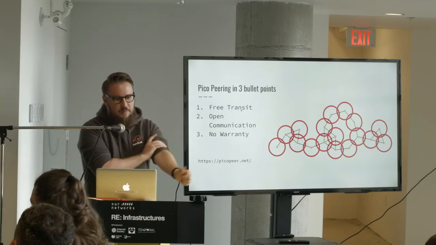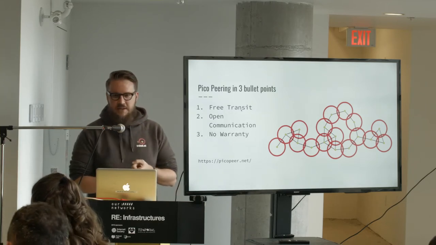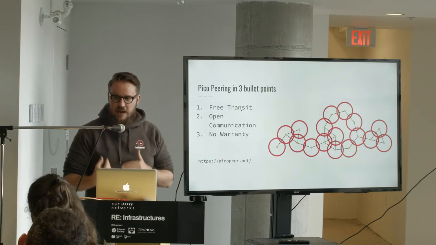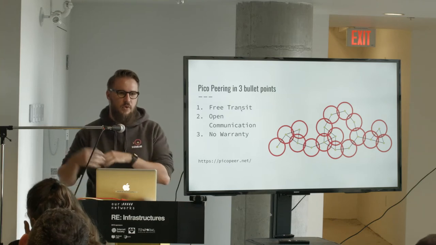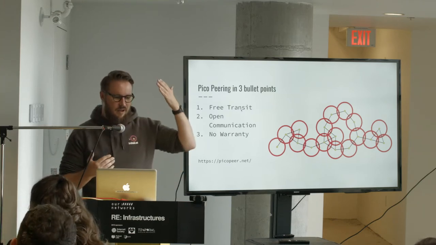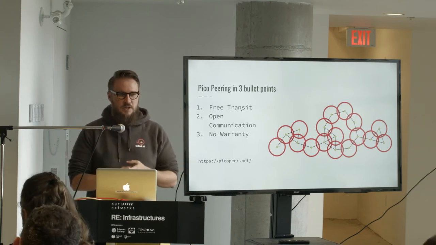The pico-peering agreement is really easily summed up in three bullet points. Free transit, which means that you allow data to pass through your network unaltered. You don't censor it. You don't do anything with that data. You don't implement QoS. You don't implement pages where you have to click "I agree" to get on the network. The second one is open communication.